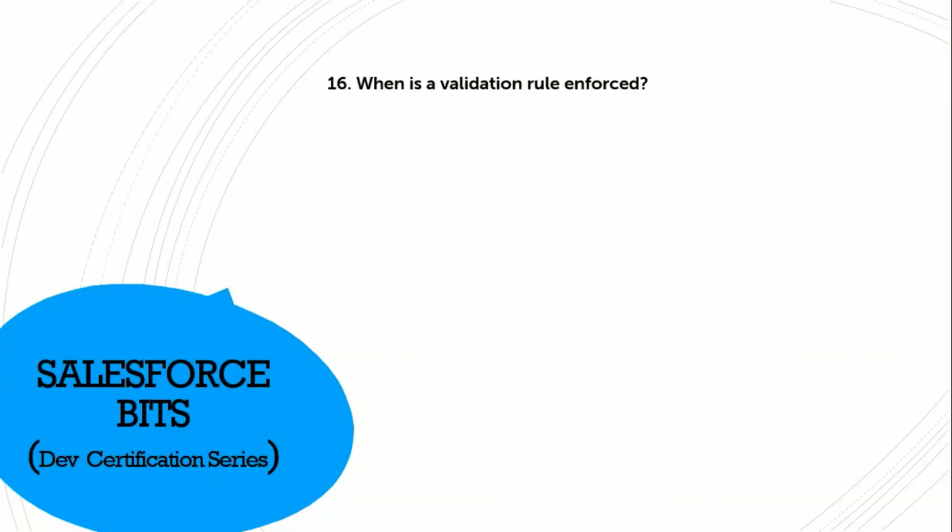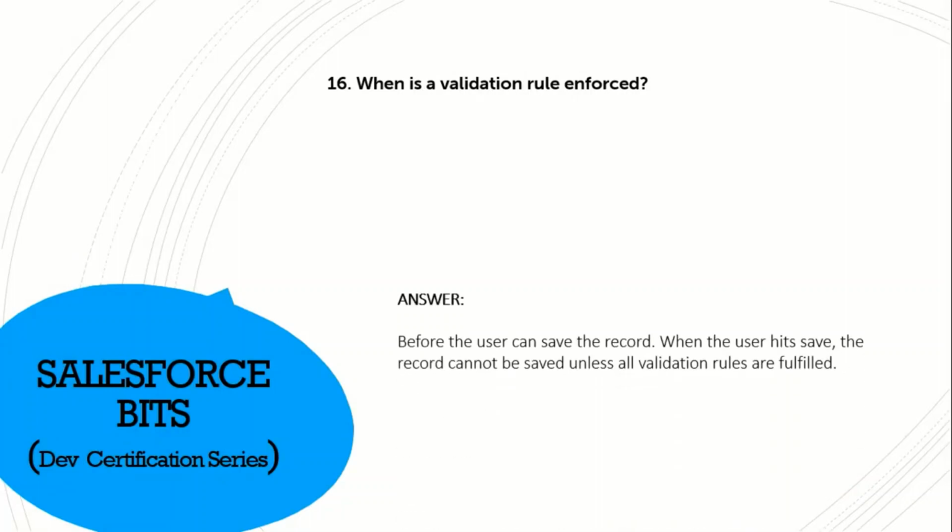When is validation rule enforced? Validation rule is enforced when the user hits save, and the record cannot be saved unless all validation rules are fulfilled. If there is any validation rule which is not fulfilled, then it throws an error in the UI, and that has to be fulfilled to save the record.